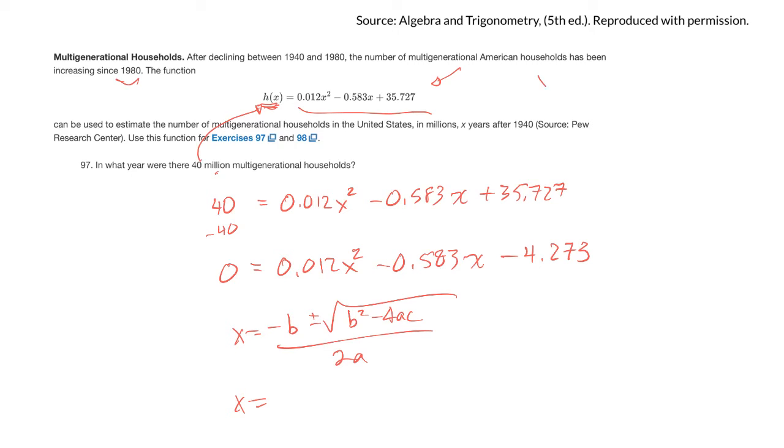This function would look something like this. And so there could be 2 answers where you have 40 as your y value. And you're wanting to figure out your x values. And so this formula here will give you your 2 x values.